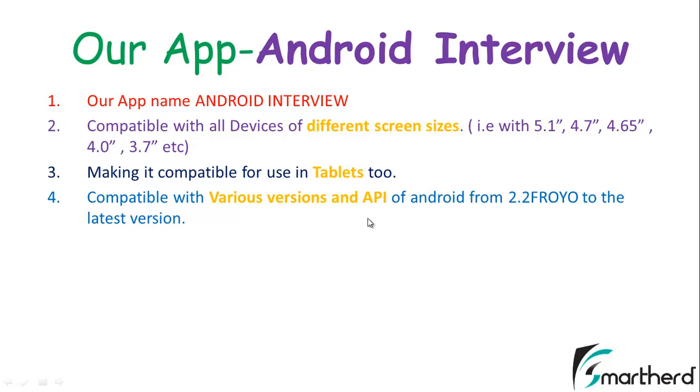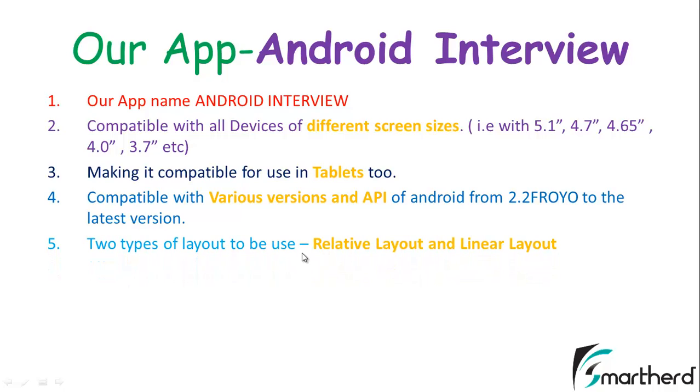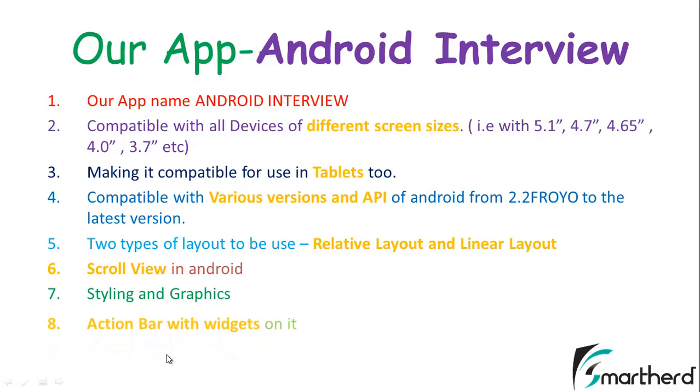Now your application is going to run on 2.2 Froyo up to the latest Android version that you are having in the market right now. Next we are going to learn about relative layout and linear layout, and we are also going to learn scroll view in Android. Next we are going to learn styling and graphics, how you can style your application, how you can make it more and more attractive. Next we are going to learn about the action title bar with widgets on it.